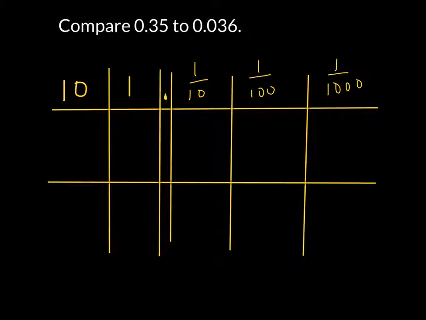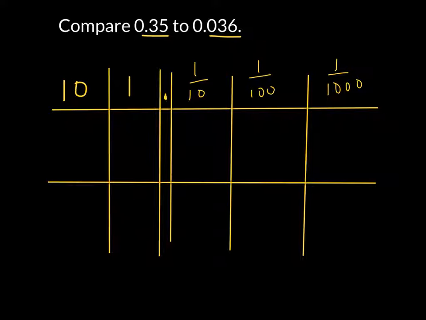Now we're going to compare 35 hundredths to 36 thousandths. Now this can be a tricky one because at first glance it seems like 36 would be larger than 35. But if you pay attention to the place value, then we realize that that is not the case. So I'm going to write both numbers into a place value chart, and we can see that even though it sounds smaller, 35 hundredths is actually larger than 36 thousandths.